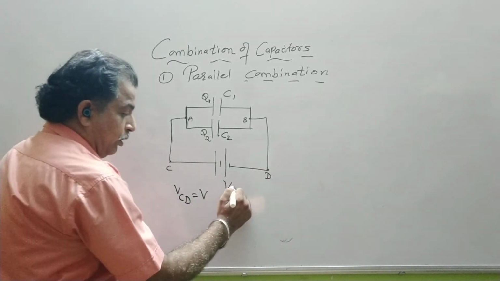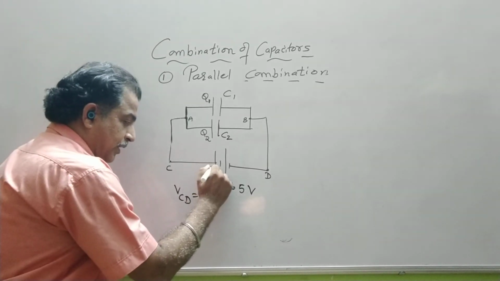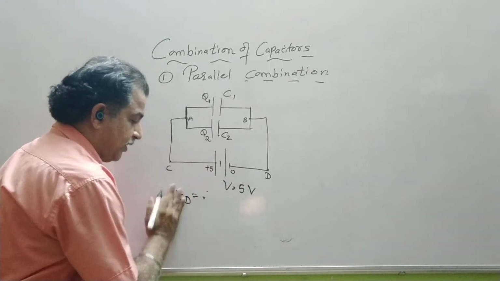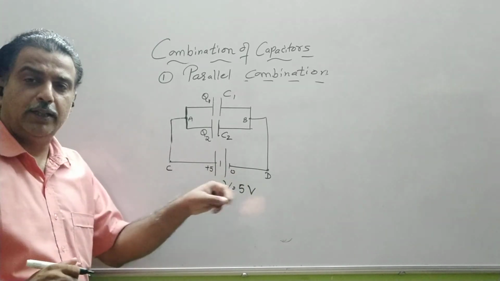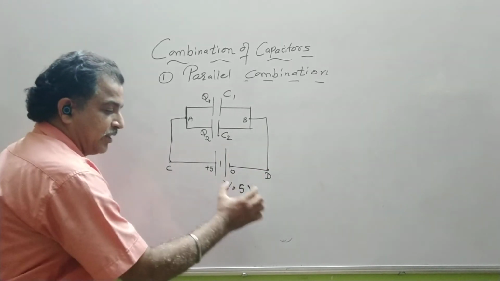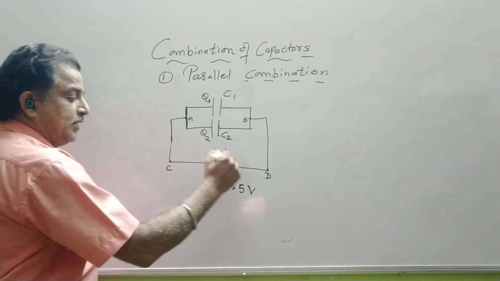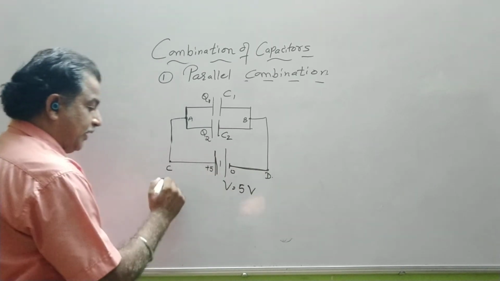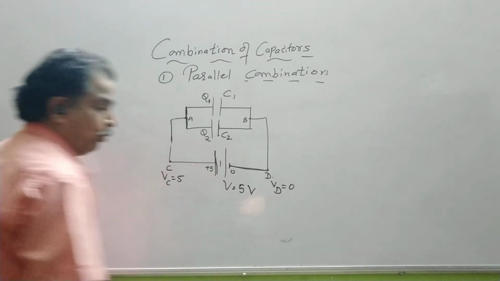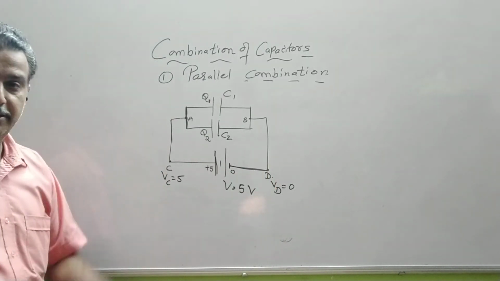So if I say this battery is of 5 volt, actually I mean this plus terminal is plus 5 and the negative terminal is at 0 potential. So the negative terminal is arbitrarily taken as 0. So the potential difference comes out to be 5 volt. This positive terminal is connected to point C, and the negative terminal is connected to point D. So the potential at C is 5, the potential at D is 0 volt. So again the potential difference between C and D is 5.